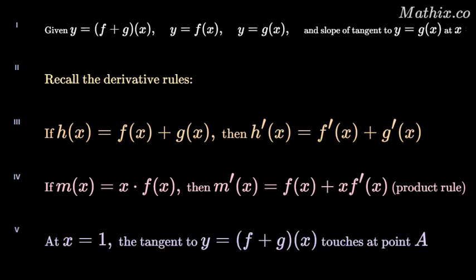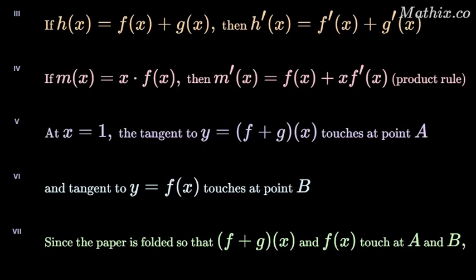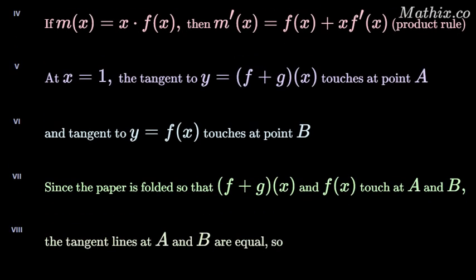After folding, the graphs of f plus g of x and f of x touch the paper at points A and B, respectively. The tangent lines to these graphs at points A and B are the same line. We know the slope of the tangent line to y equals g of x at x equals 1 is -3. We want to find the slope of the tangent line to y equals x times f of x at the point where x equals 1.